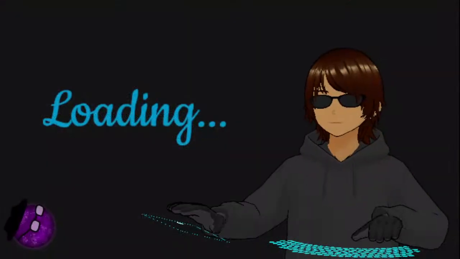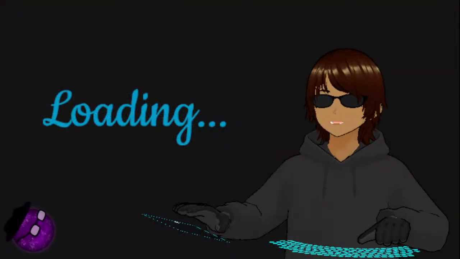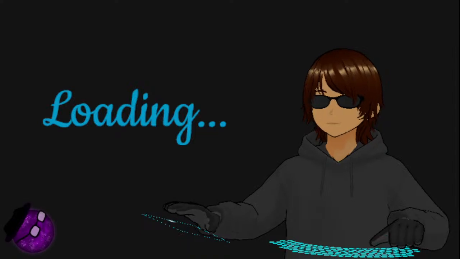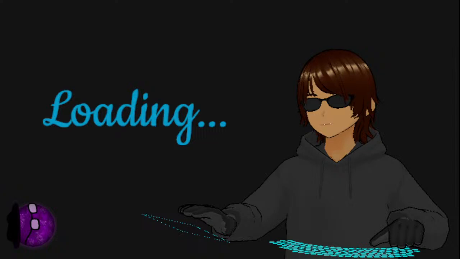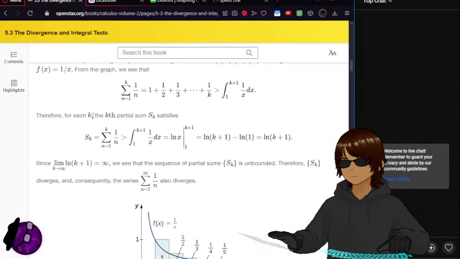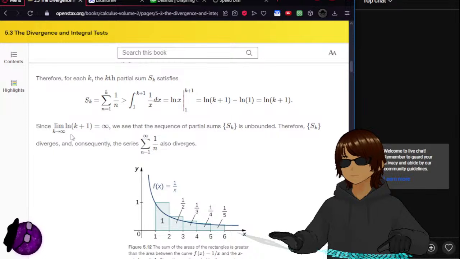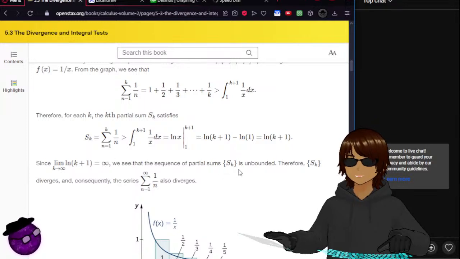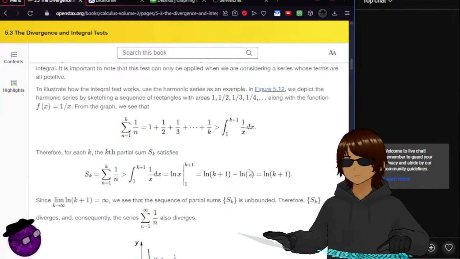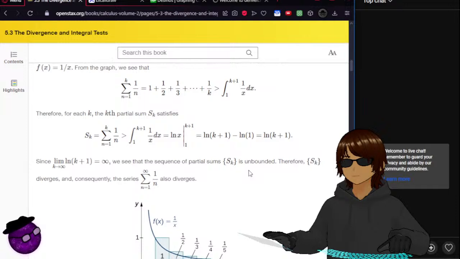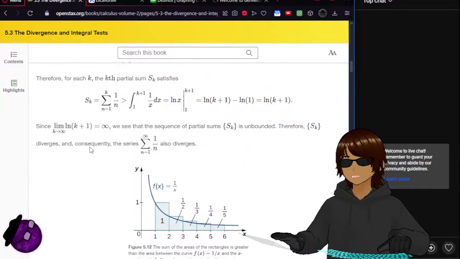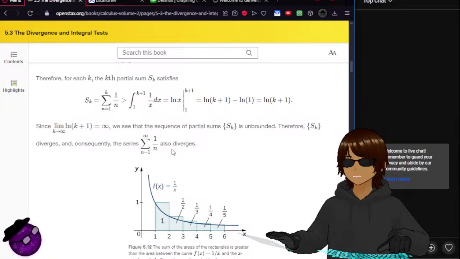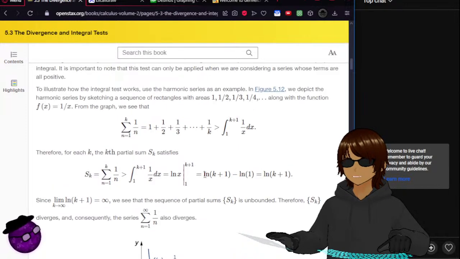Hold on. Since the limit as k goes to infinity approaches infinity, we say that the sequence of partial sums Sk is unbounded. Therefore, Sk diverges, and consequently, this sum also diverges.